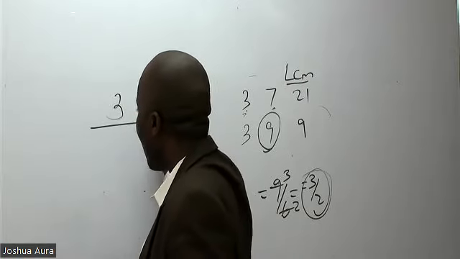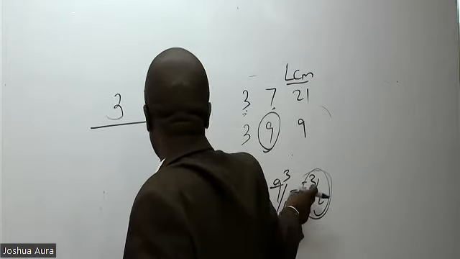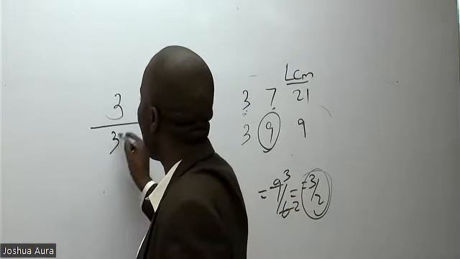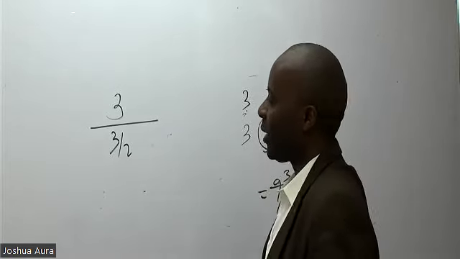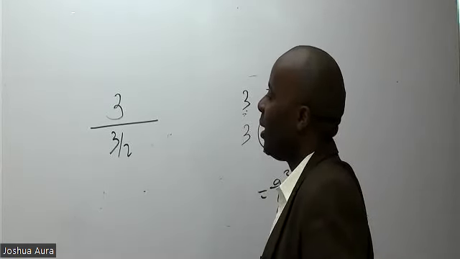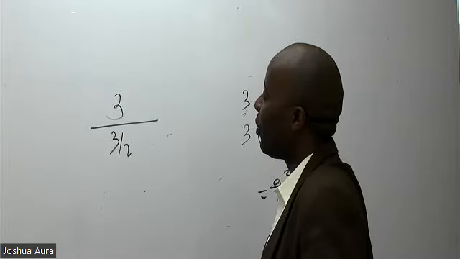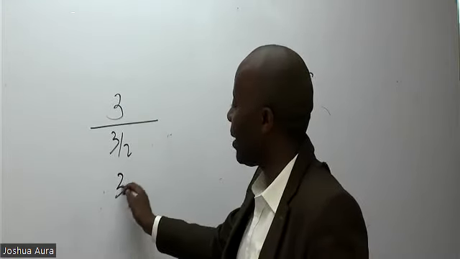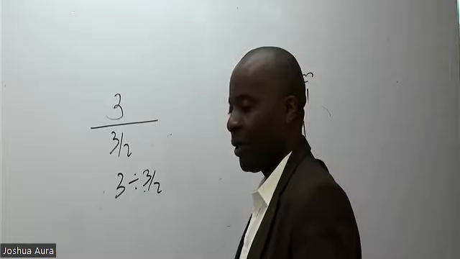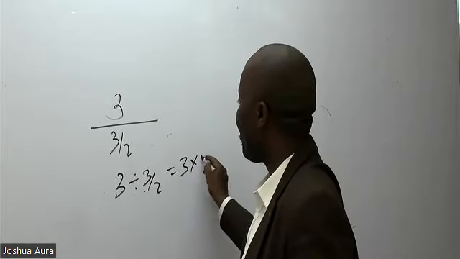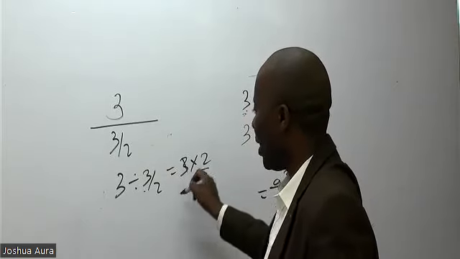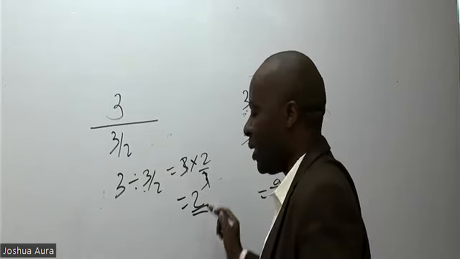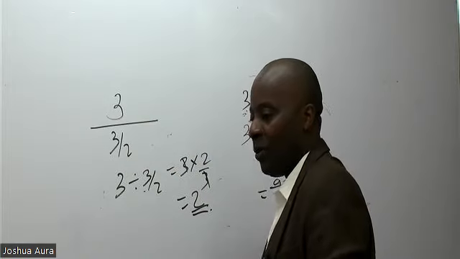So come and divide this by the quotient that we have here, which is 3 over 2 like that. Then, ladies and gentlemen, what am I supposed to do? I'm supposed to take 3 divided by 3 over 2, which is the same as 3 times 2 over 3, because I have to reciprocate this. So this and this will cancel, and the final answer will be 2.